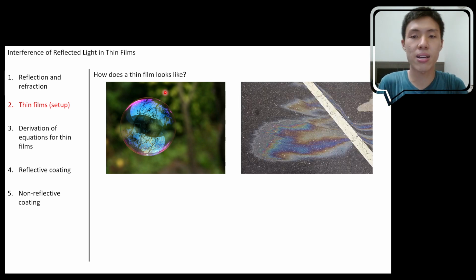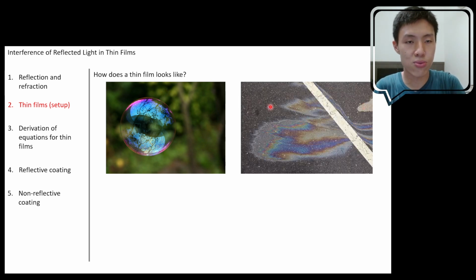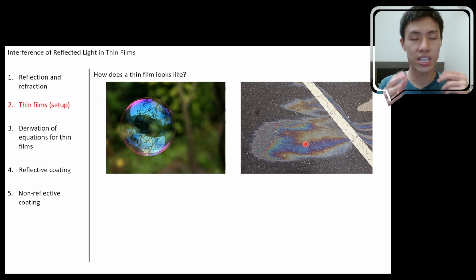Another classic example of a thin film is this one. You can see there's a bit of oil spill on the road. So the oil will form a very thin layer on the road. And for this case, if you try to understand the three media, again, everything about thin film, we need to think about the three media.